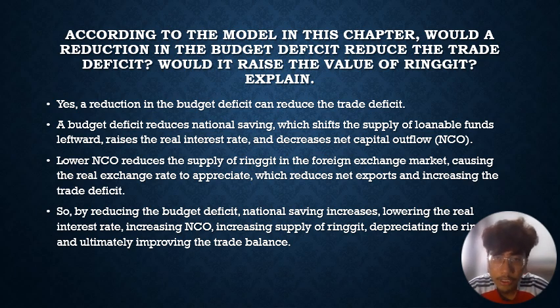Furthermore, a depreciated ringgit makes Malaysian goods cheaper for foreigners and foreign goods more expensive for Malaysians. For example, if the Malaysian ringgit depreciates, a foreigner who comes here for traveling may experience a much cheaper price compared to their country, but as Malaysians, we can see that more imported items from other countries seem to be a little more expensive, which boosts exports and reduces imports. As a result, net exports increase and the trade deficit improves. Therefore, in the standard scenario, reducing the budget deficit leads to a weaker ringgit and a reduced trade deficit.